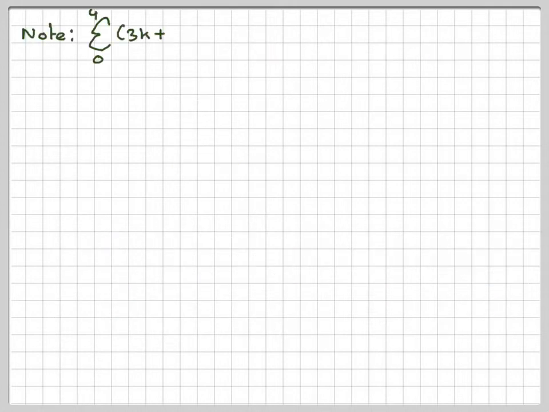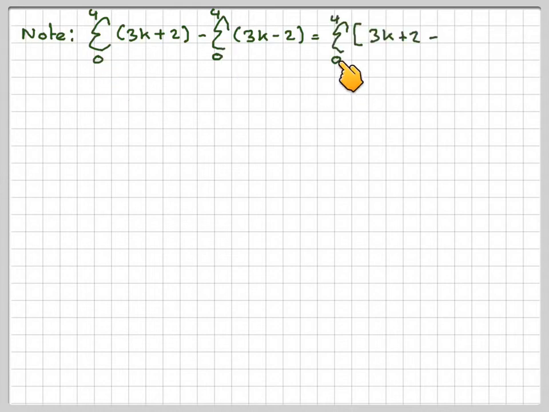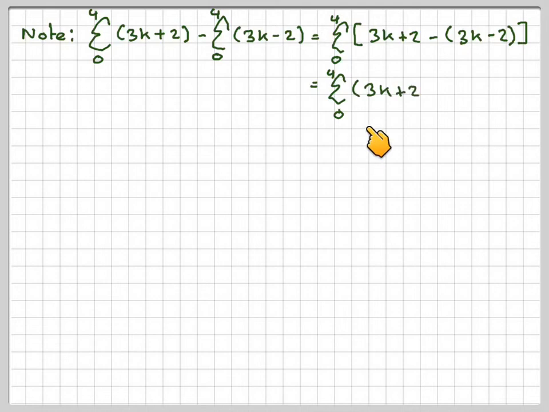So, note that from 0 to 4 of 3k plus 2 minus from 0 to 4 of 3k minus 2. Notice the numbers have to be the same in order to do this process. It's the same as doing from 0 to 4 of bracket 3k plus 2 minus bracket 3k minus 2. And that gives from 0 to 4, 3k plus 2 minus 3k plus 2. The 3k and the minus 3k will cancel out, and we're going to just do from 0 to 4 of 4.